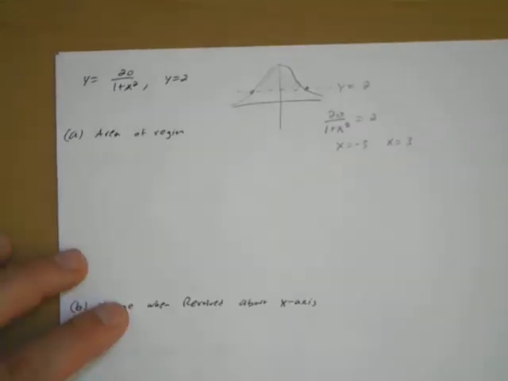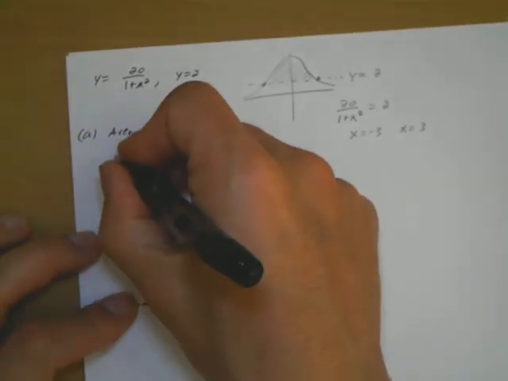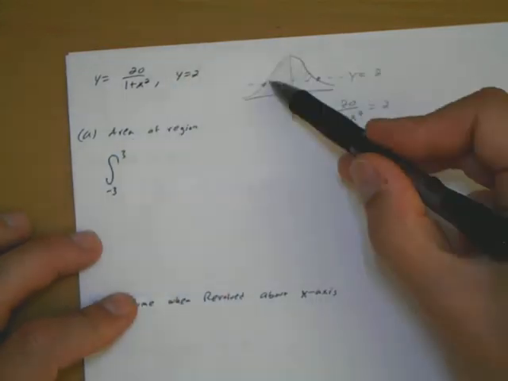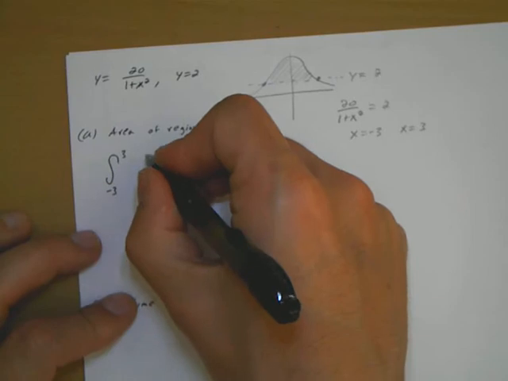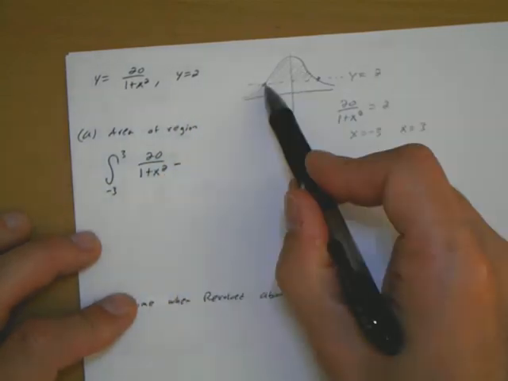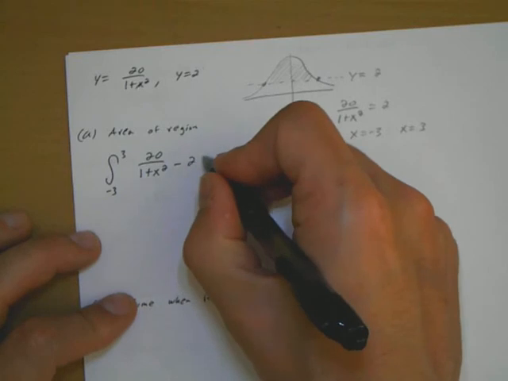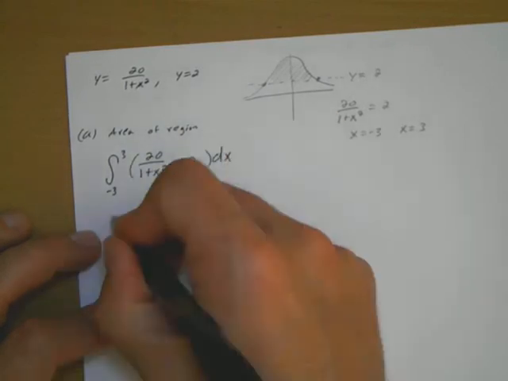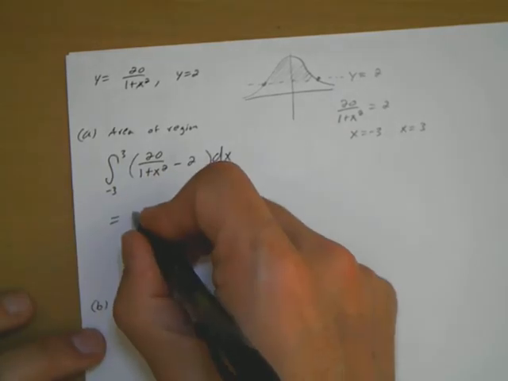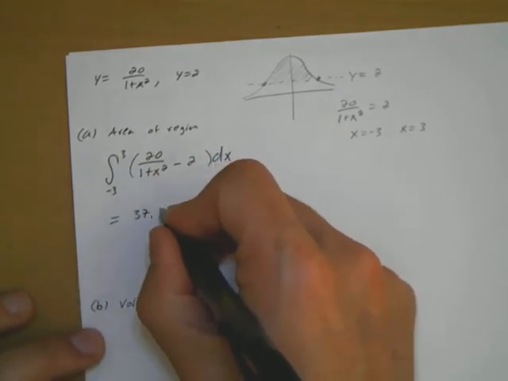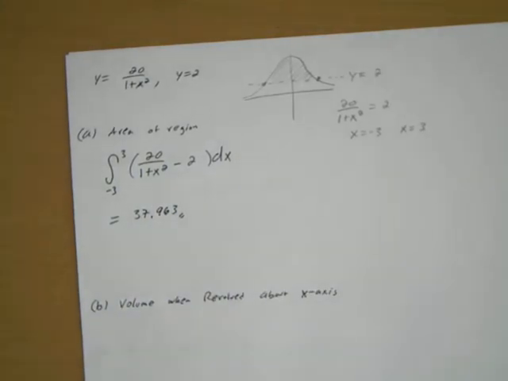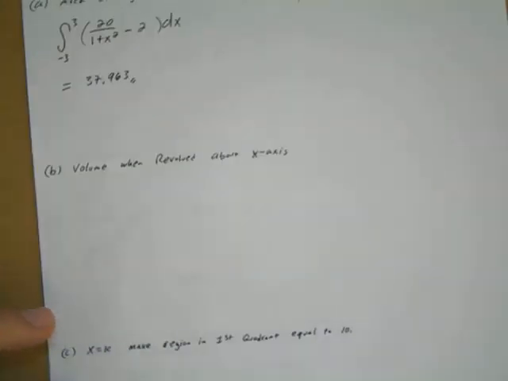So for part A, you're looking at just the integral from negative 3 to 3. The top region is going to be 20 over 1 plus x squared. The bottom region in this case is just going to be 2. It's with respect to x. And your answer on your calculator is going to be 37.963 for part A.